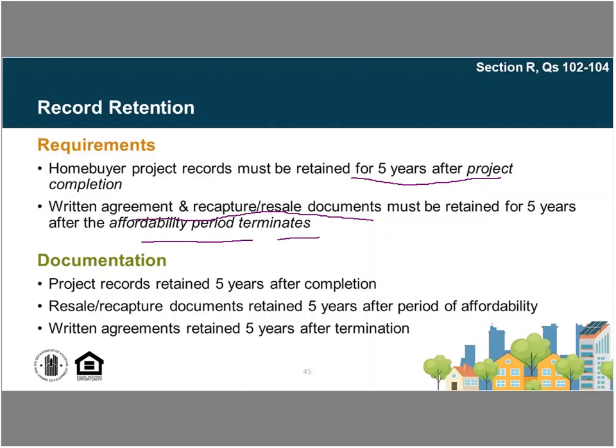So if you have a project that has a 15-year affordability period, then you're going to be hanging on to those records for 20 years because we took the 15-year affordability period and we added 5 more years after the affordability period, which got us to 20 years, right? So our documentation, this is pretty obvious. You got to make sure the records are on hand for these time periods. So the project records, 5 years after completion, resale recapture, 5 years after affordability period, and the written agreement retained for 5 years after termination of the affordability period.